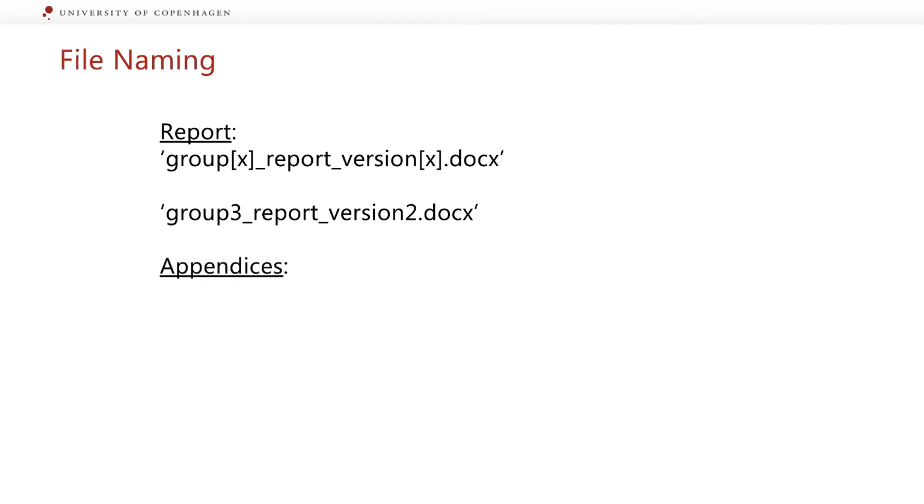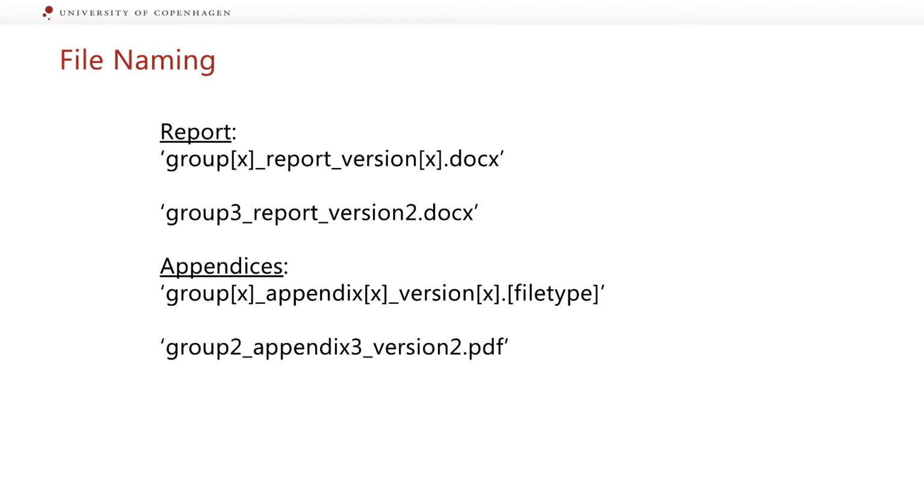For the appendices, it follows more or less the same structure: group number, appendix number, version number, and the file type. So again, you replace the whole bracket with whatever information is relevant. An example could be group 2 underscore appendix 3 underscore version 2.pdf. So please adhere to this file naming, because otherwise I have a very hard time finding out what's in these different documents, and I use so much time renaming all your documents. I don't want to do that, so you might as well adhere to this from the beginning, right? You got it? File naming, important.